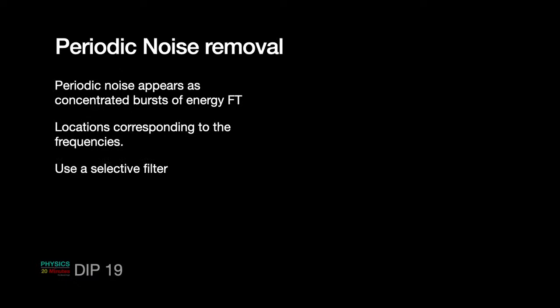Once you have identified your noise, you can use a selective filter. Basically, most of the time we use a band pass or band reject filter, or sometimes even a notch filter. One of those filters can be used to remove the noise, and then take the inverse Fourier transform to get your final image. The inverse Fourier transform will bring you from the frequency domain back to the image domain.